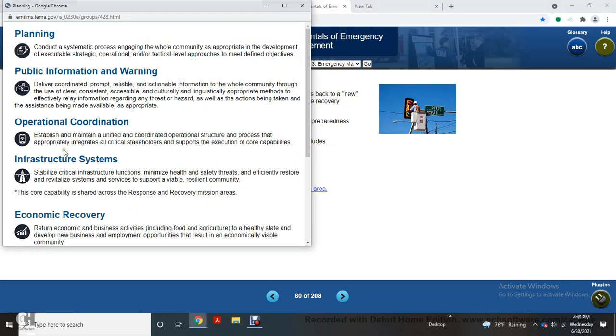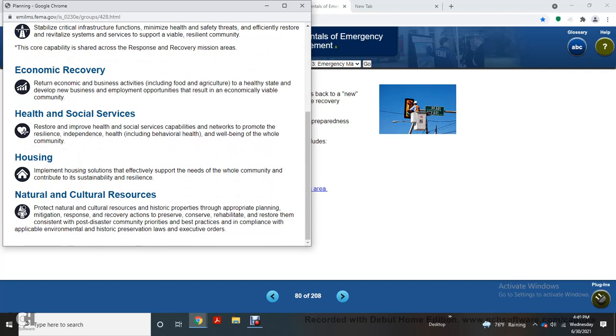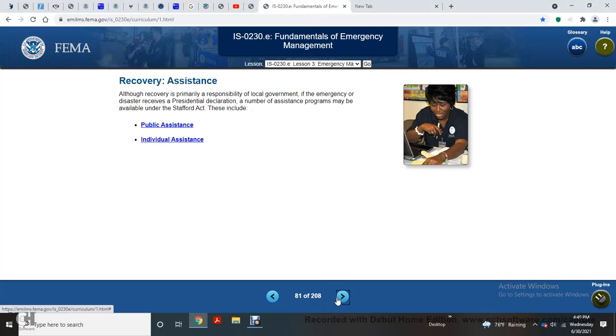Planning, public information and warning, operational coordination, infrastructure systems, economic recovery, health and social services, housing, and natural and cultural resources.